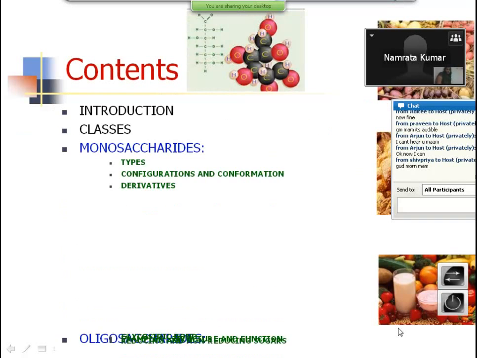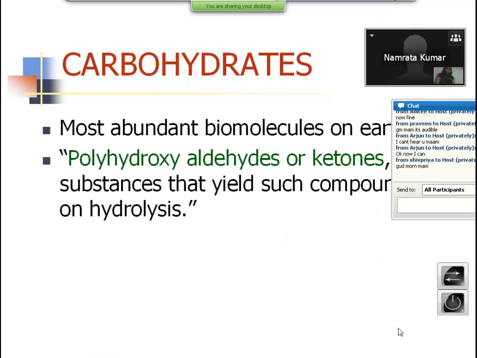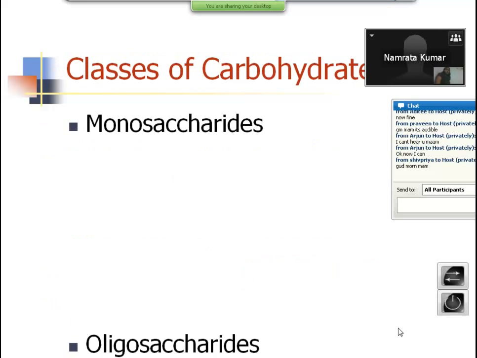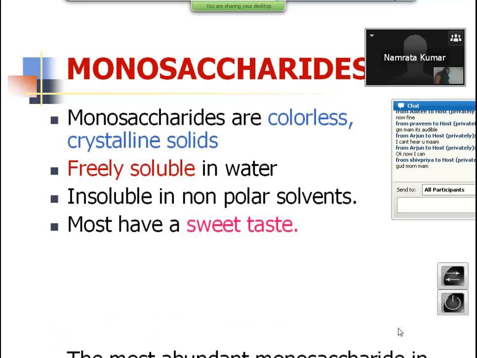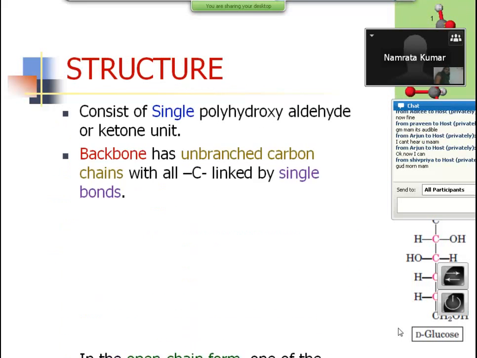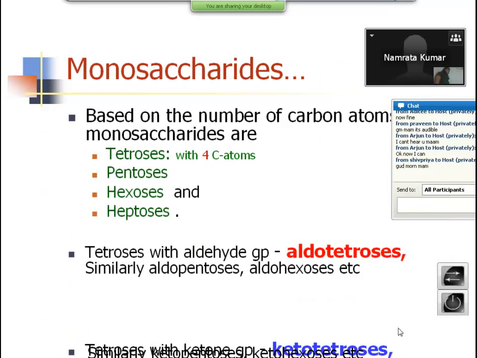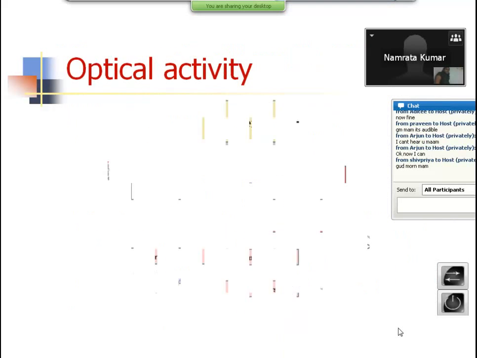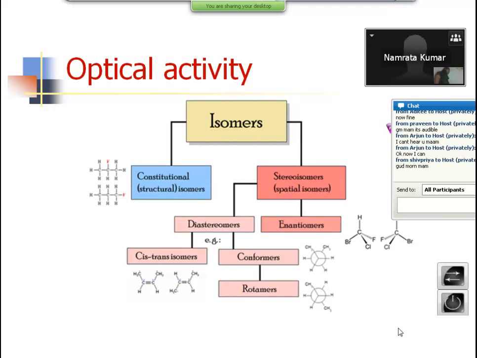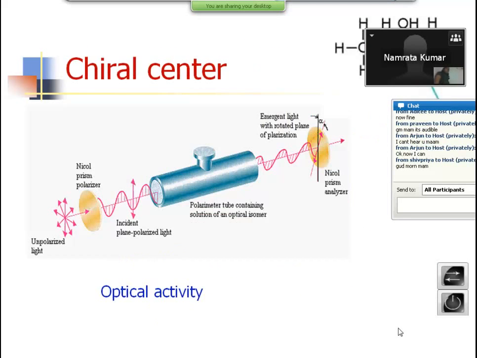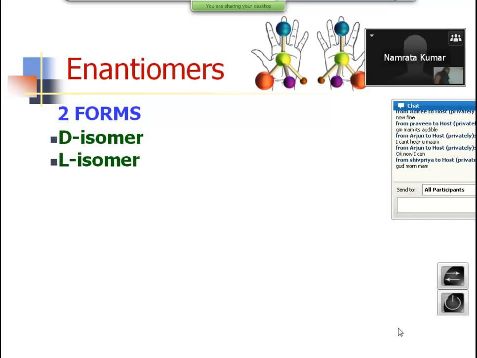Last class we started with polysaccharides, isn't it? So there we saw the homopolysaccharides, various homopolysaccharides. What are they? They are of two kinds, right? The storage and the structural. In the storage kind, we saw starch and glycogen, and in the structural, we saw cellulose and chitin, isn't it?